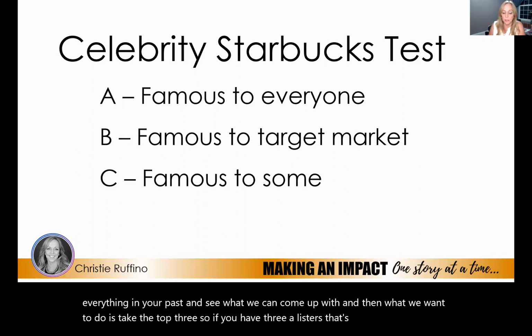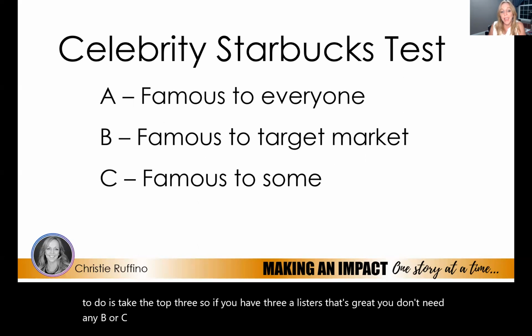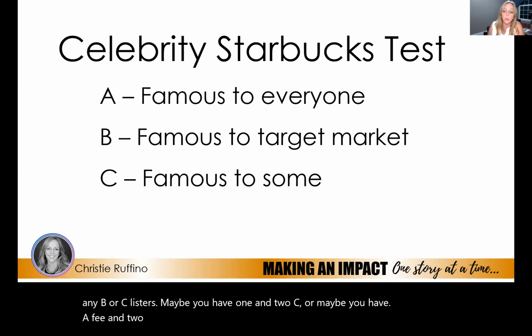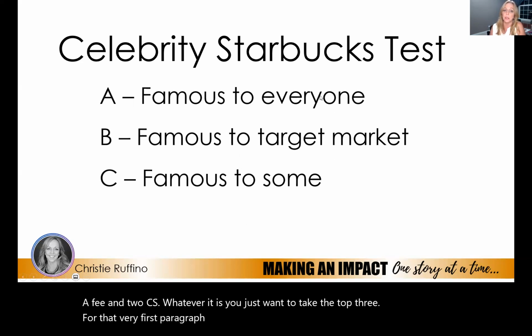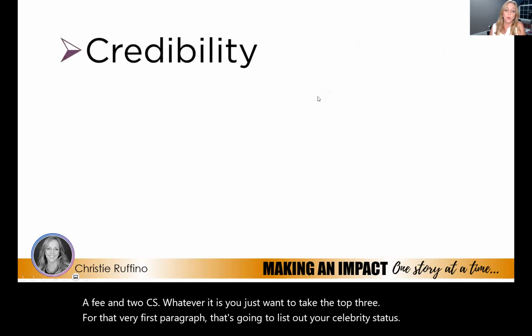You don't need any B or C listers. Maybe you have one A and two C, or maybe you have a B and two Cs, whatever it is, you just want to take the top three for that very first paragraph that's going to list out your celebrity status. Then you want to talk about your credibility.